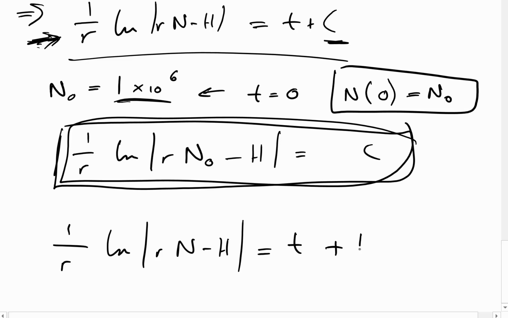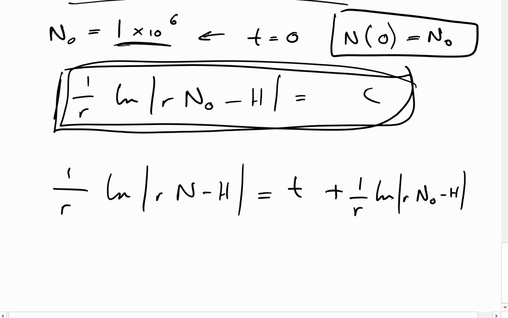I can just substitute this back into my overall thing, so I end up with 1 over r, natural logarithm of rn minus h, equals t plus c, which I now know is this. So in other words, we've just found c. So 1 over r, using my initial conditions, rn naught minus h. That's what that is equal to. Now all I have to do is rearrange this to find what n is, so basically I have to isolate this thing.